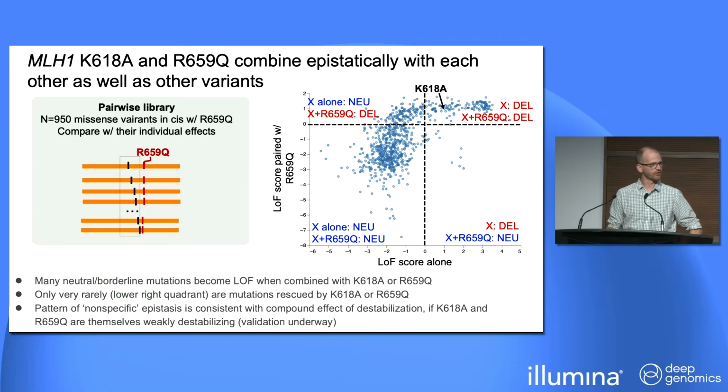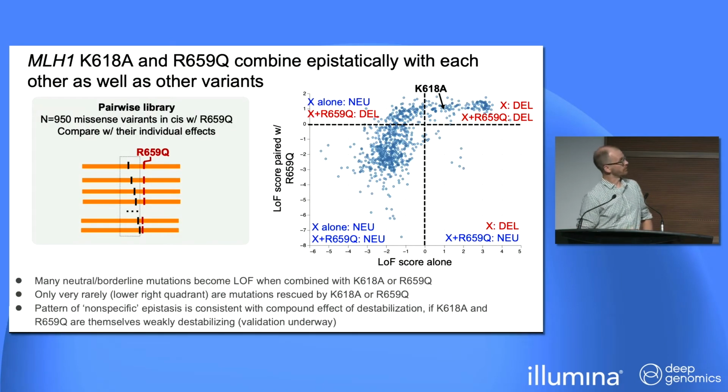So maybe the presence of K618A sensitizes other rare variants. So we're starting to explore this with double mutation screens. In this example, we've taken K618A and R659Q. I'm showing just R659Q here on the plot, excuse me. So we've put that on the background, and then we've made every missense change in the region just next door to it, as an entree to look at this.